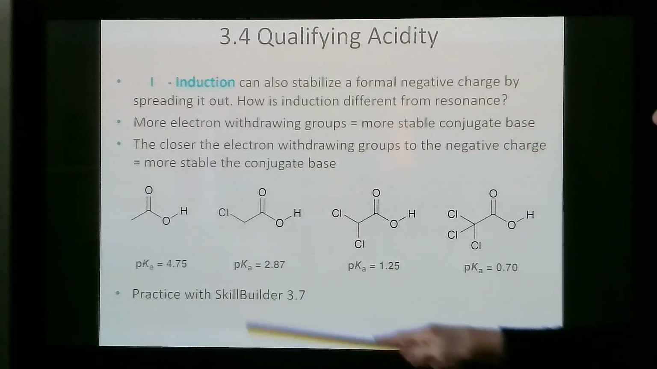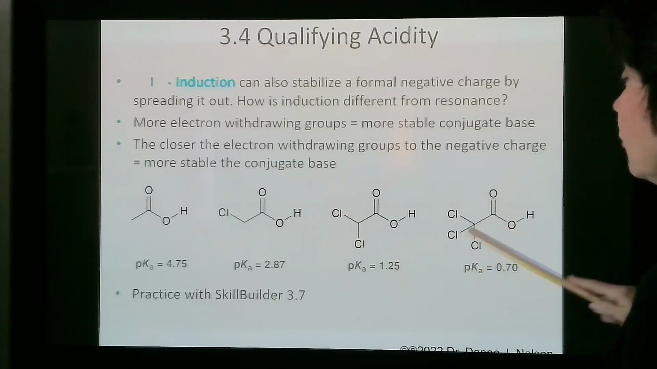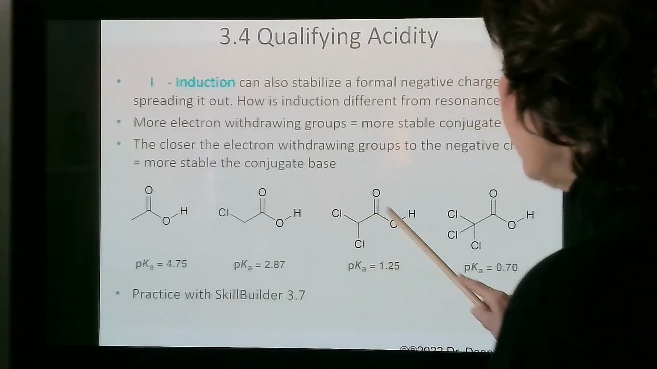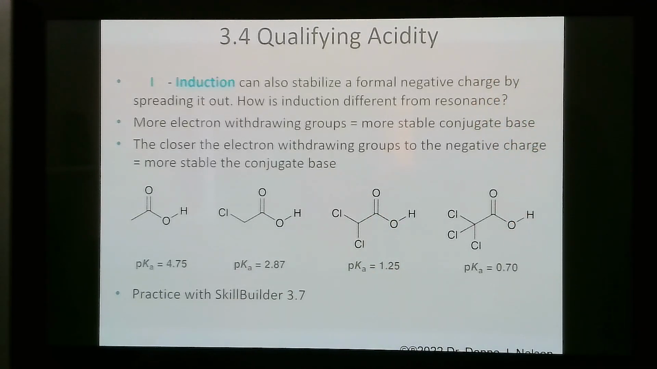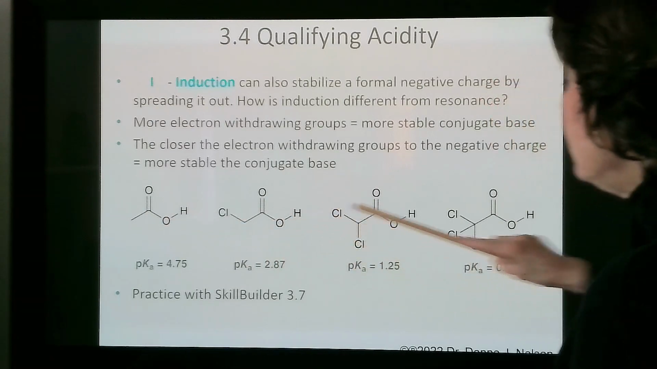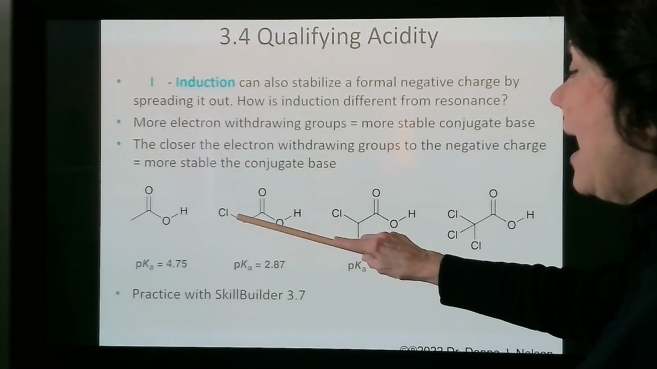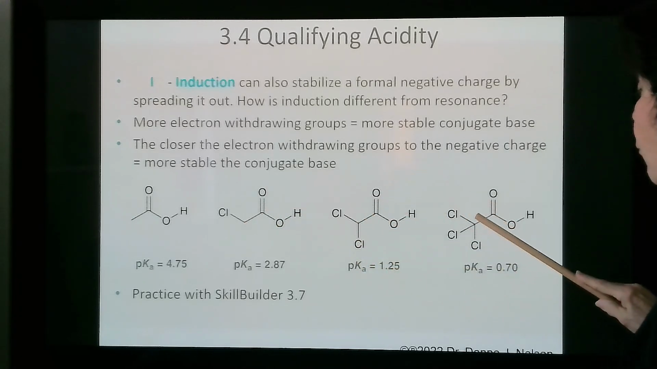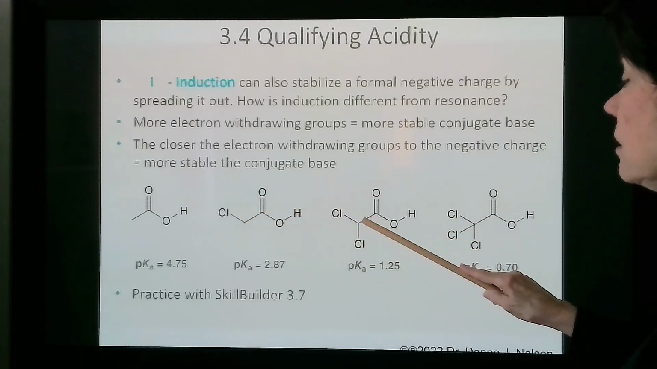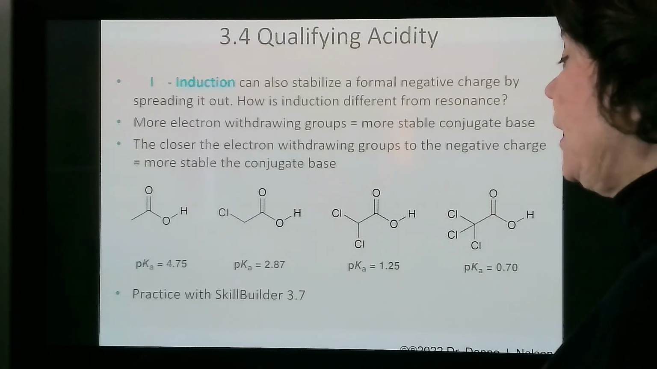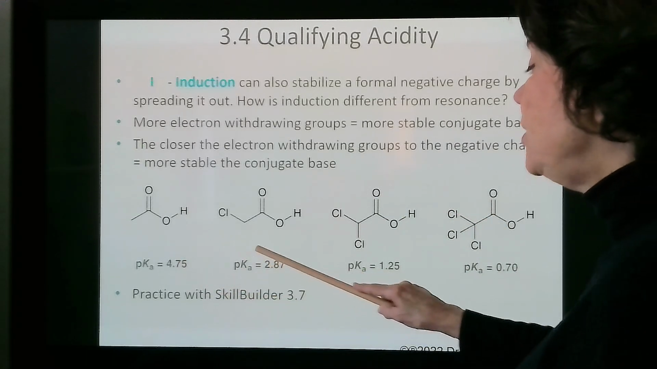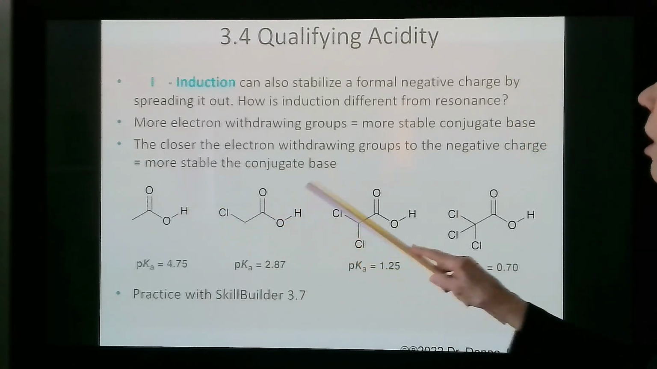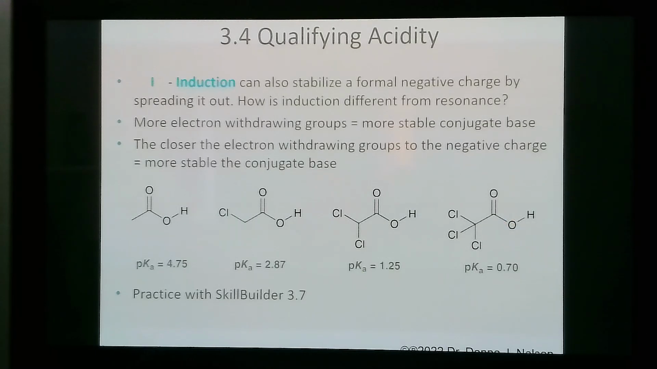So here are the pKa's of these molecules, these acids. So this is acetic acid, this is chloroacetic acid, dichloroacetic acid, trichloroacetic acid. So you can see the trend here is to gradually add chloro substituents, 1, 2, 3. And as the chloro substituent is added, the pKa decreases each time. And so that tells you that these molecules are gradually becoming more acidic.